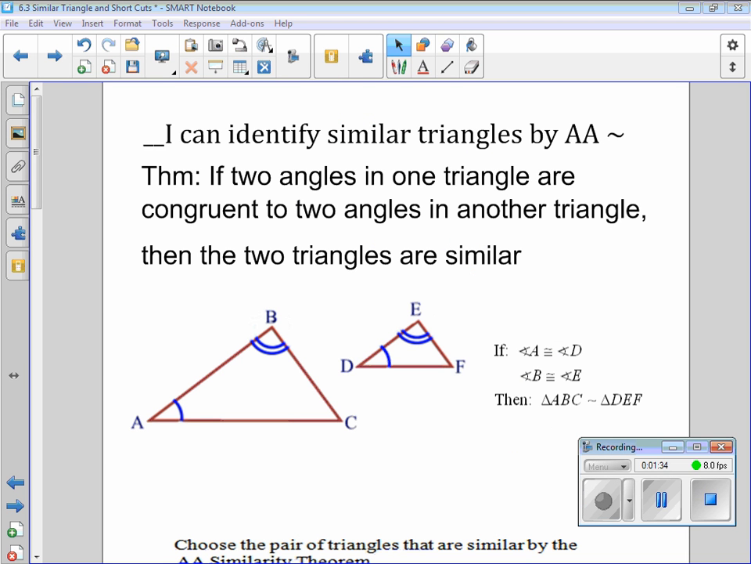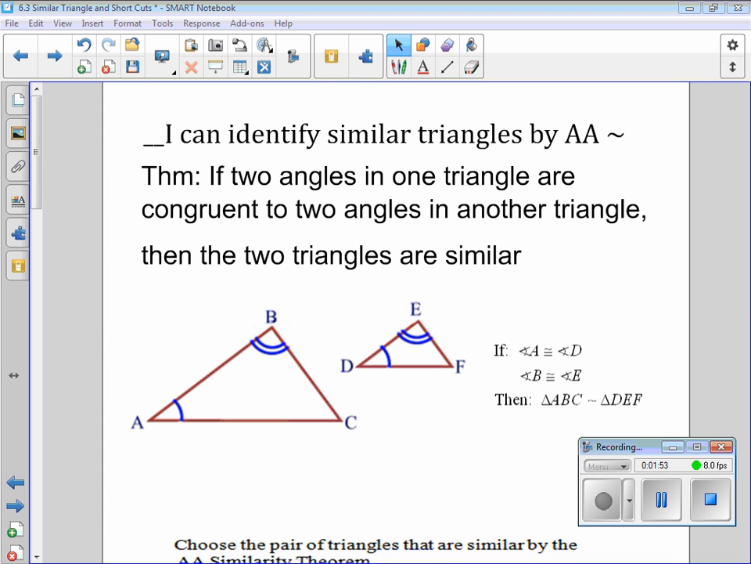Okay, so it says I can identify similar triangles by AA similarity. That's one of our I can statements. So this is a theorem that allows us to do that. AA stands for I have two angles in one triangle that match two angles in another triangle. And if that's true, then the two triangles become similar.